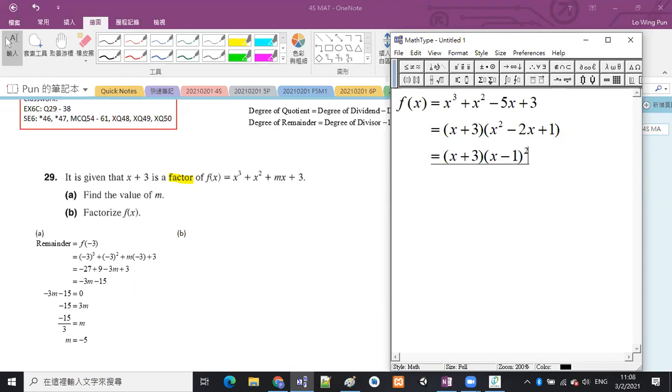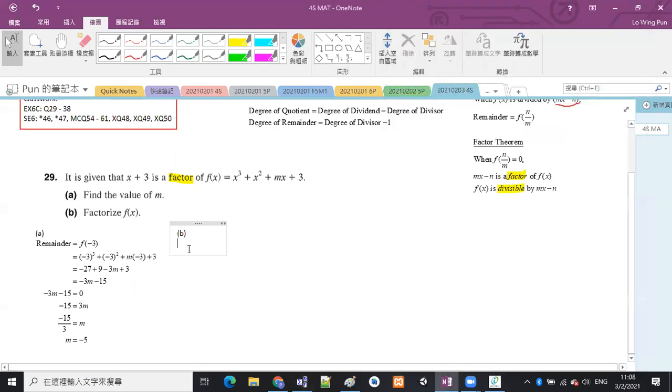Square. Okay, because it's in the format of a squared minus 2ab plus b squared. Okay, you can use the identity to factorize this long bracket into (x minus 1) squared. So this is completely factorized, and that is the answer of part B.